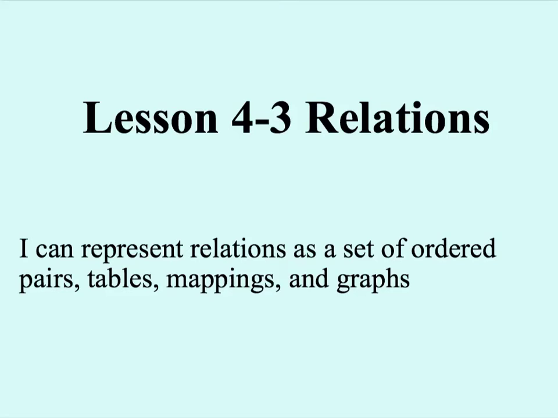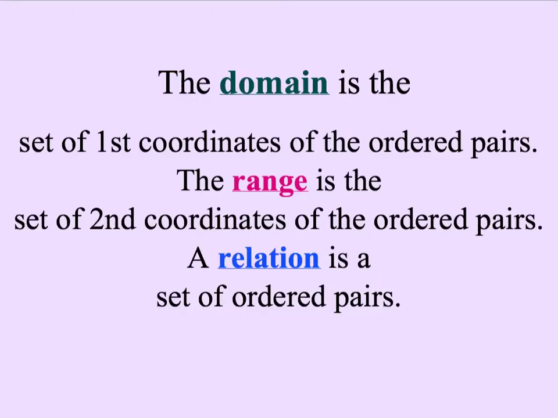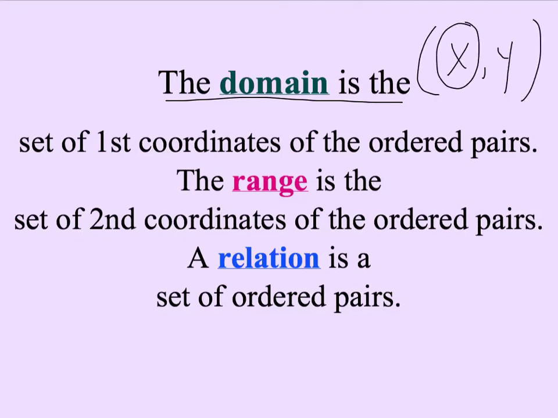In this lesson, you will be able to represent relations as ordered pairs, tables, mappings, and graphs. Just to get started, the domain is the first coordinate of the ordered pair. For example, in (x, y), the domain is your x value. Then the range is going to be your y value. So the y is the range.